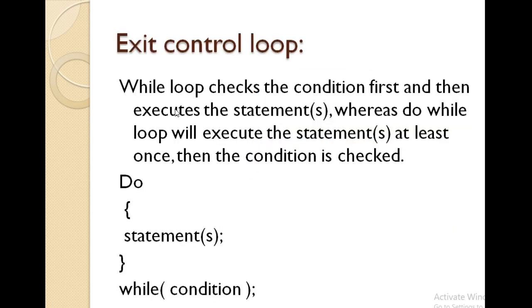Now next, the exit controlled loop. The while loop checks the condition first and then executes the statement, whereas the do while loop will execute the statement at least once. The condition is not checked first. Here, see, the do statement is printed. After the statement is printed, only then will it check the condition. So what we can say here is that for the do while loop the statement is executed at least once. This is a very important point. At least once the statement is printed in the do while loop. This is all about loops.